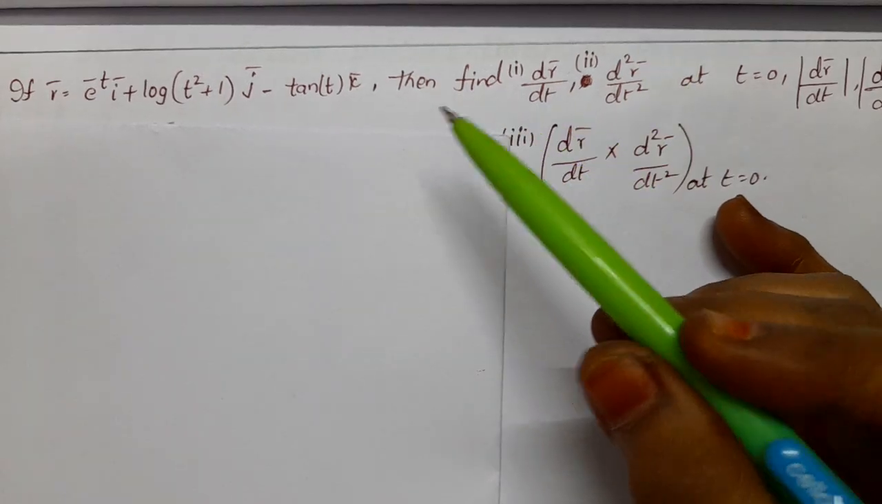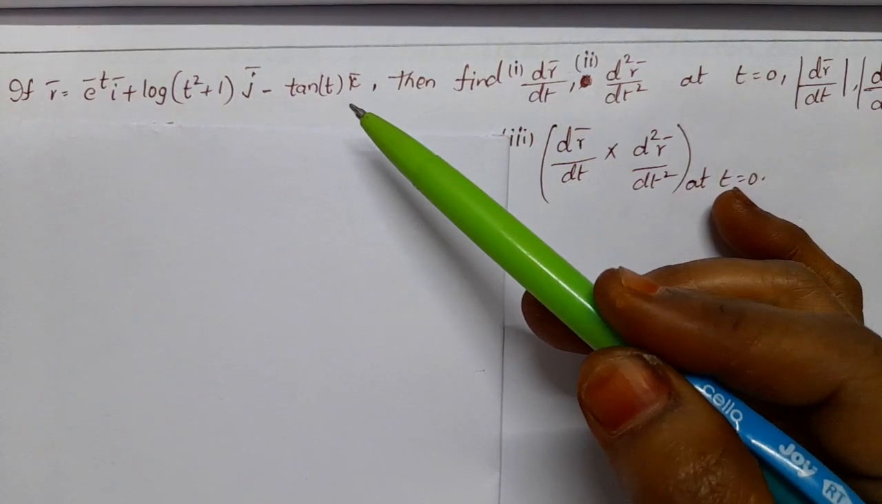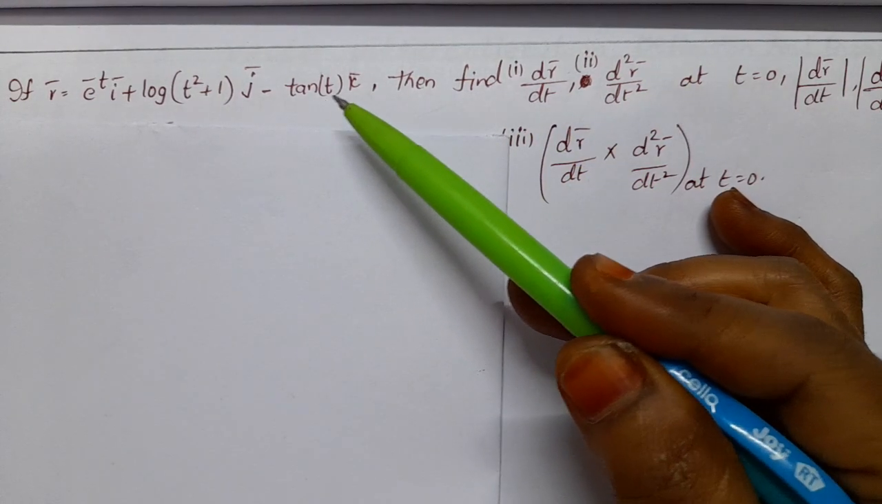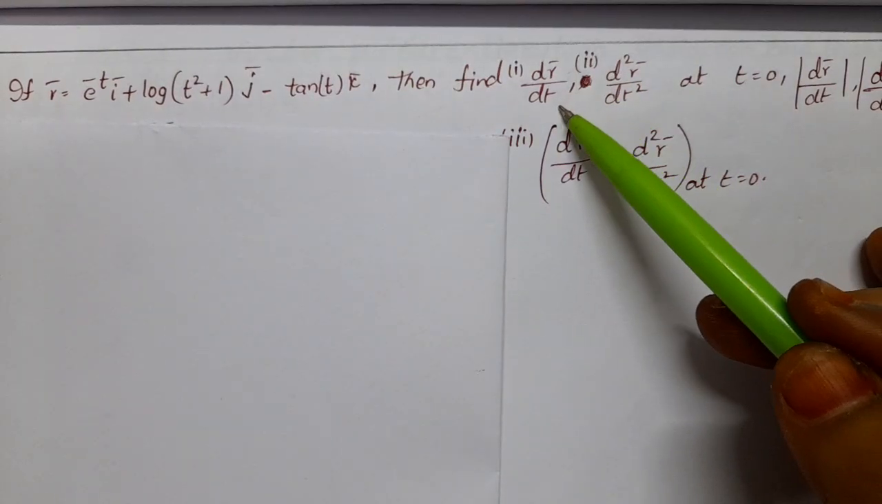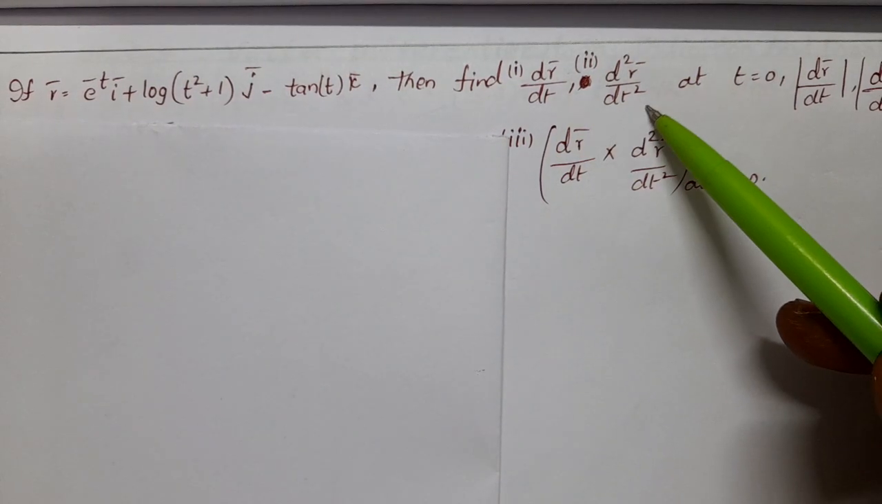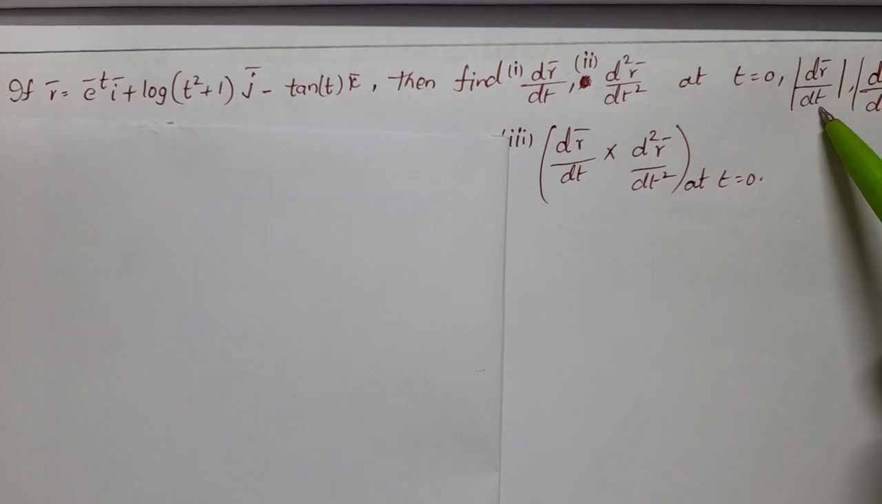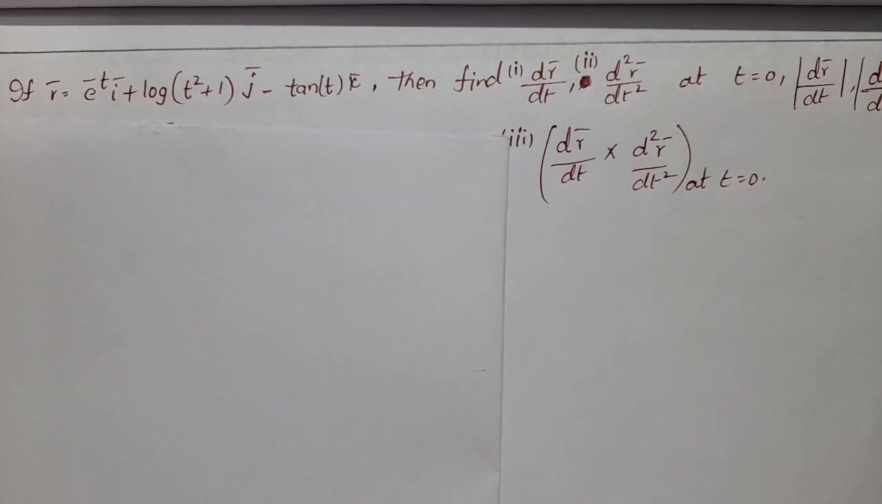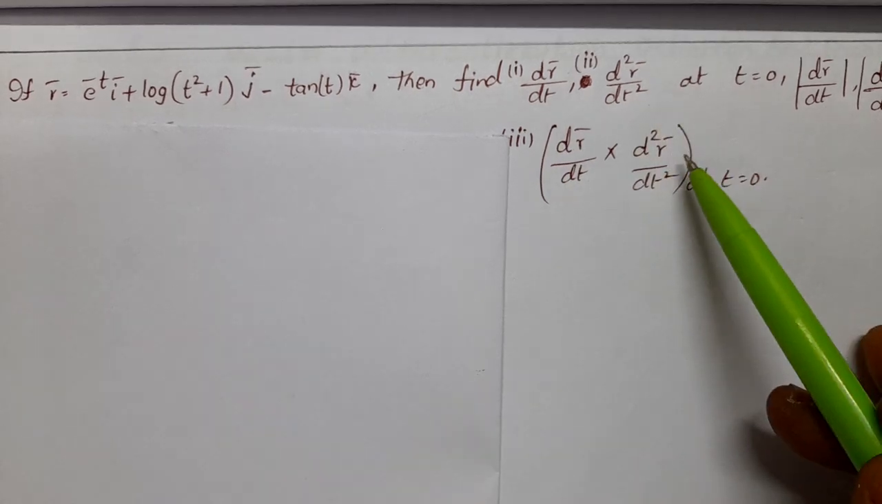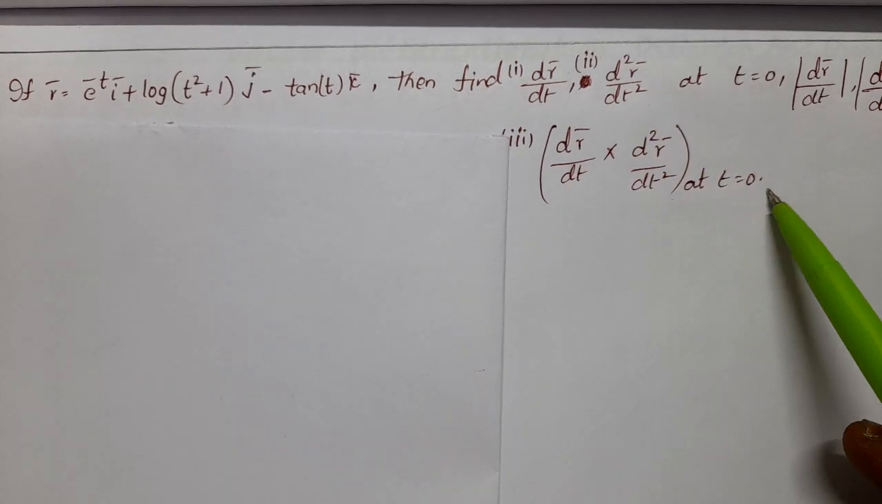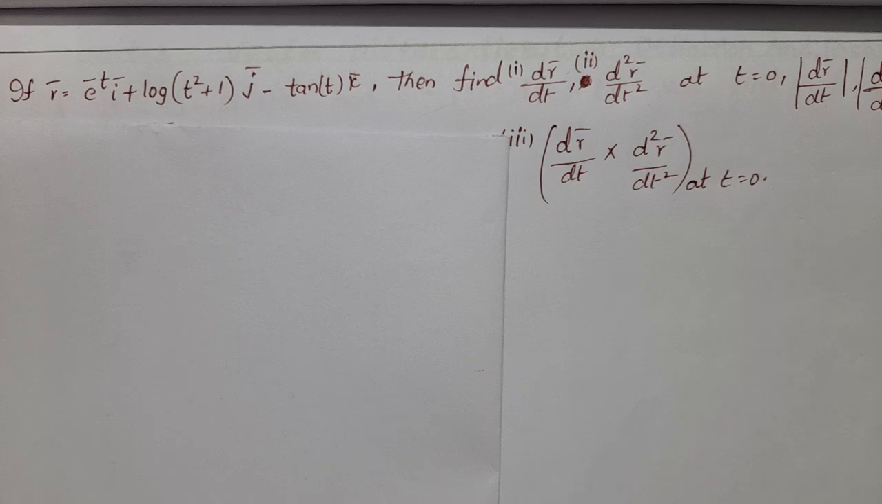If r bar equals e power minus t into i bar plus log of (t square plus 1) into j bar minus tan t into k bar, then find dr by dt, d square r by dt square, modulus of dr by dt, modulus of d square r bar by dt square, and dr by dt cross d square r by dt square at t equal to 0. Solution.